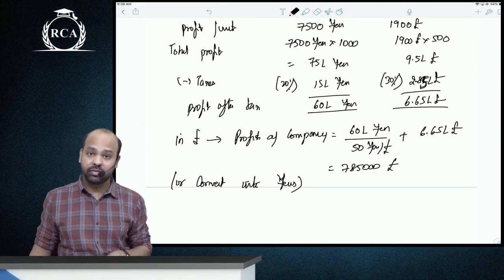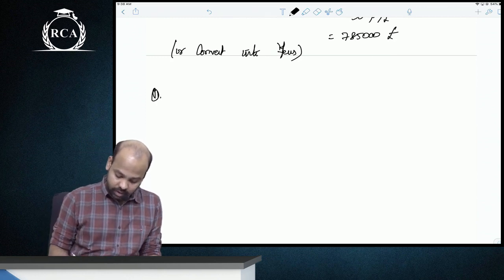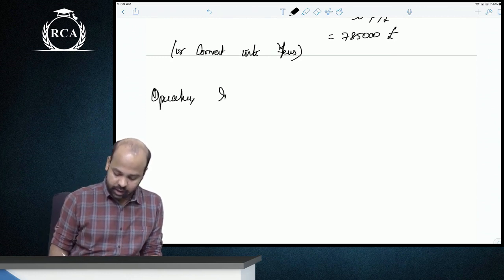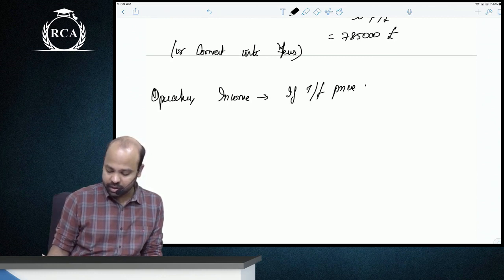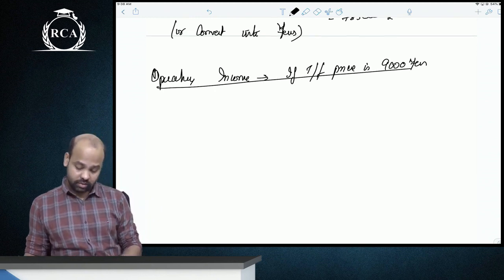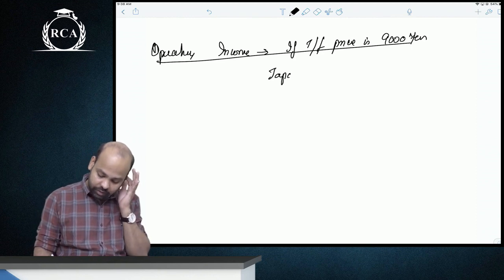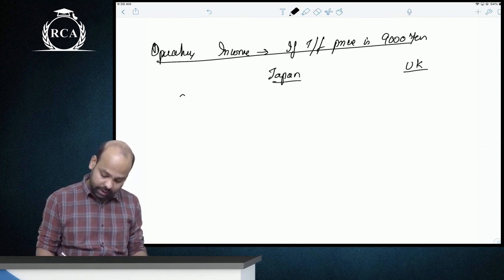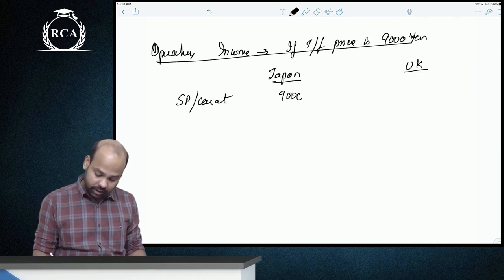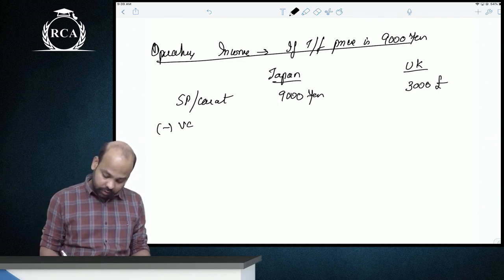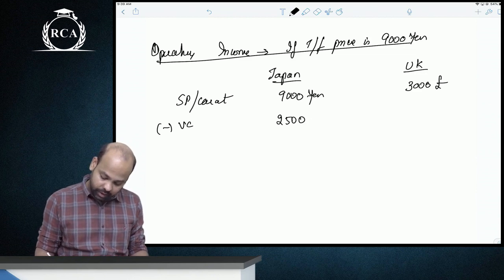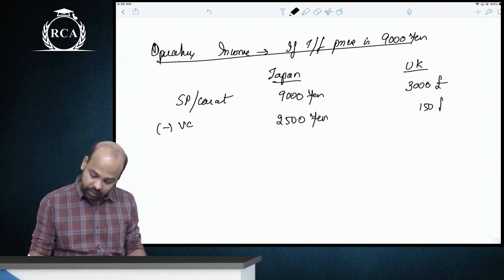This is the answer, guys, to the first bit. Same thing, guys, for the second bit. Operating income, guys, if the transfer price is 9,000 yen. Again, Beta, there is this Japan division and then there is the UK division. The selling price per carat for them, guys, is 9,000 yen now, and for them it will remain at 3,000 pounds. Less variable cost, here it is 2,500 yen, and for the UK it is 150 pounds.